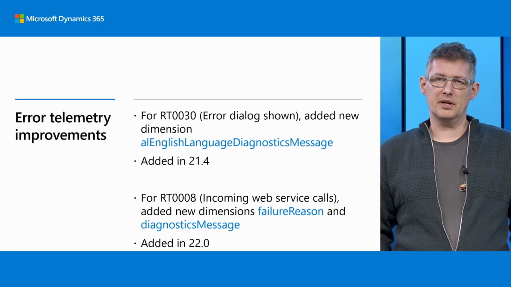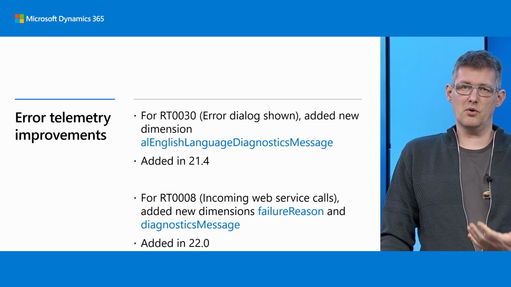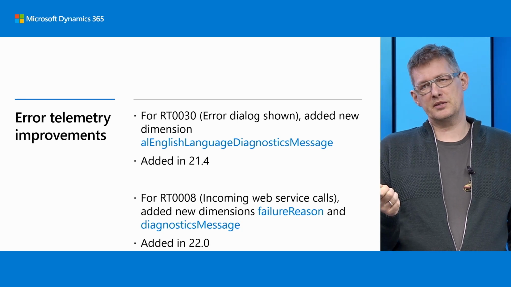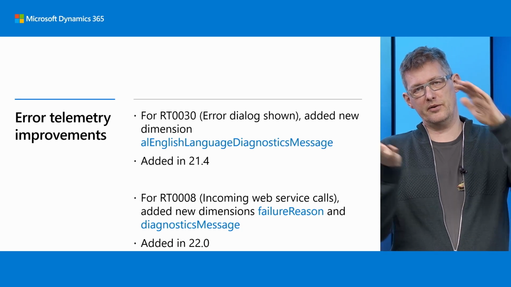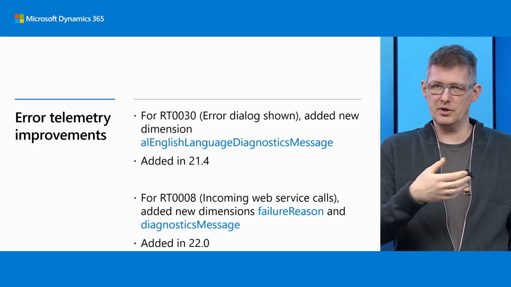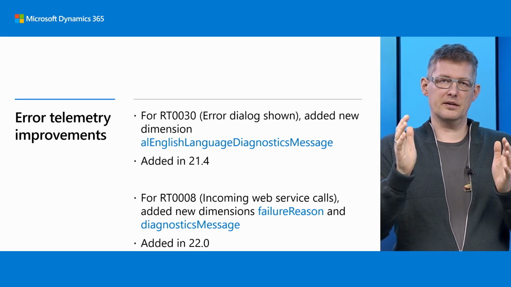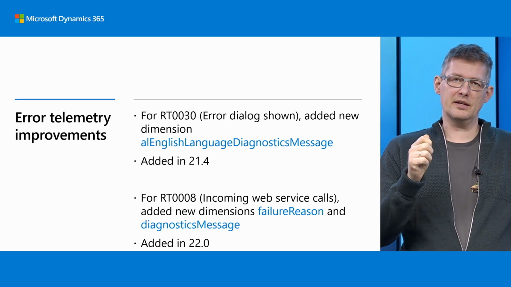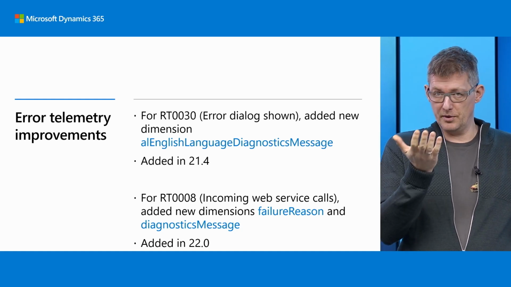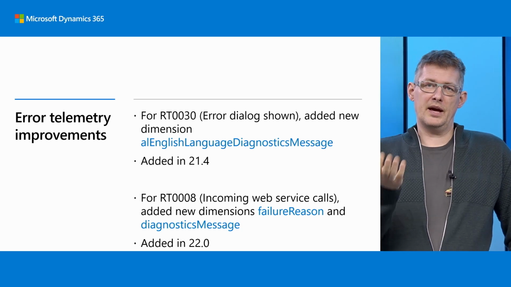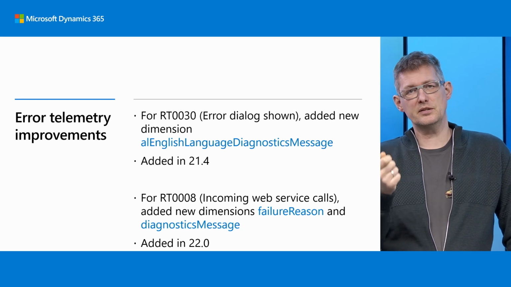Errors. We know errors happen in the system. If you want to troubleshoot errors, until version 21.4 we would put the error message in the language of the user experiencing the error. So whenever you get an error dialog as a user, we log that to telemetry. Now, that might be hard if you have users from Romania, the UK and Denmark, since you get the error messages in the languages they are presented in the client. So with version 21.4, we add an additional dimension, which is the error message in English. So it's much easier to troubleshoot these.